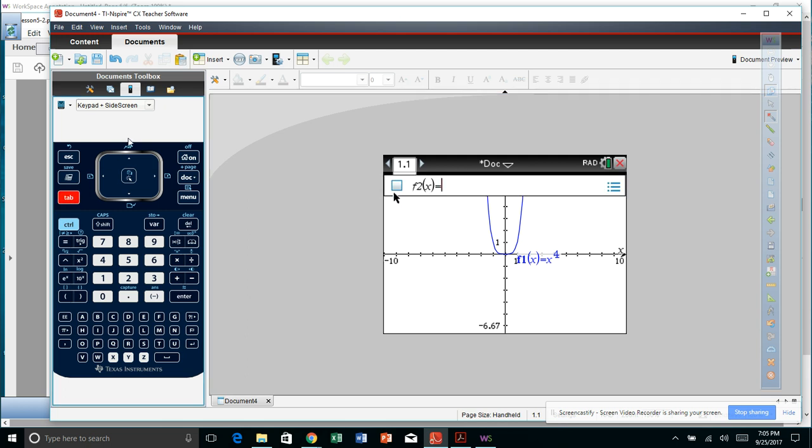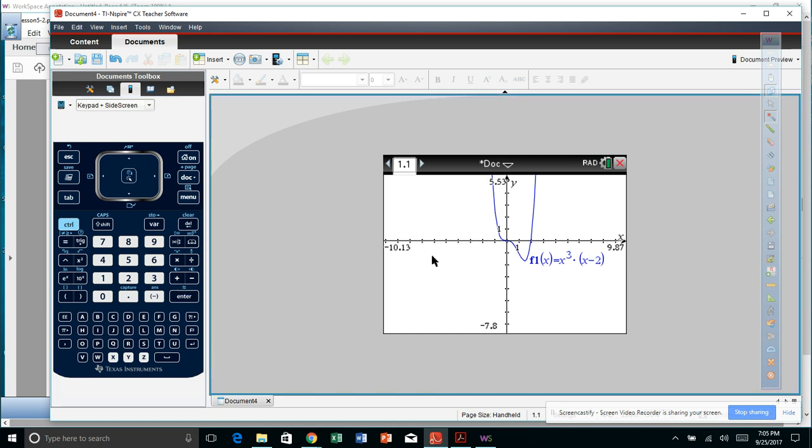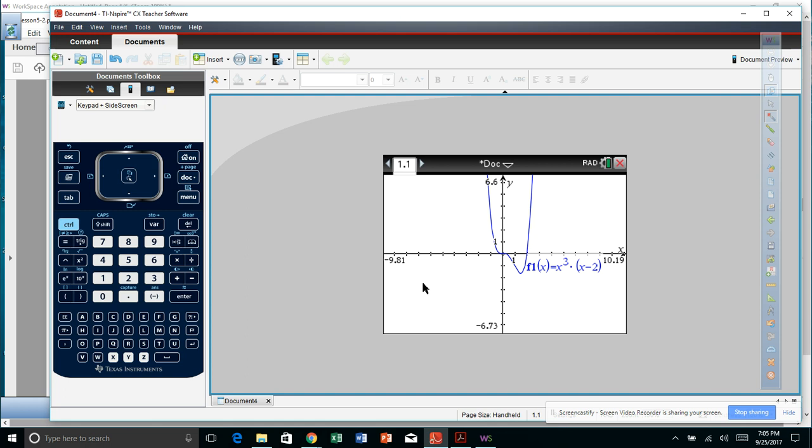So tab. x cubed times x minus 2. That's going to be a little bit different. All right, let's take a look at that.